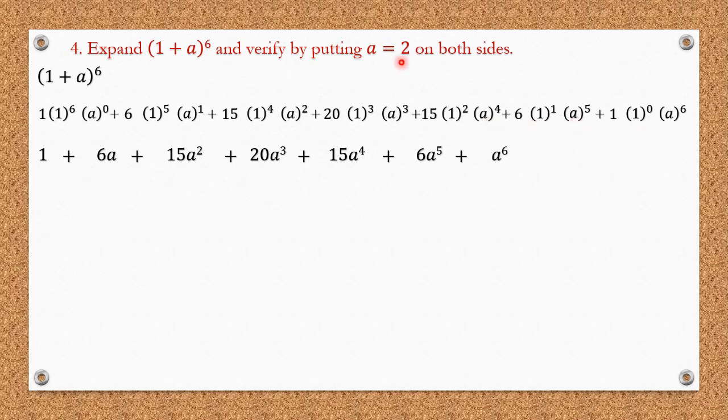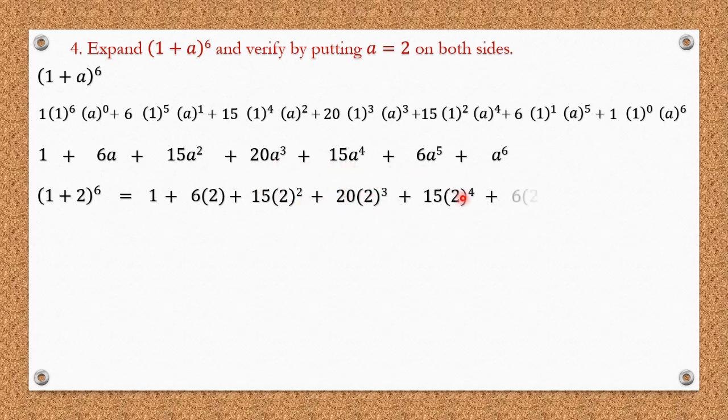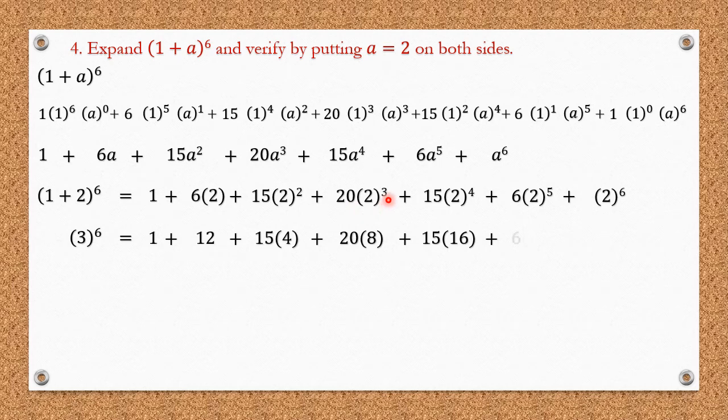Now we need to put 2 on both the sides. So first we will put 2 here, so it will be (1 plus 2) raised to 6 is equal to 1 will be 1, 6 into 2 plus 15 into 2 square plus 20 into 2 cube plus 15 into 2 raised to 4 plus 6 into 2 raised to 5 plus 2 raised to 6. Simplifying, 3 raised to 6 is equal to 1 plus 6 into 2, 12, plus 2 square 4, so 15 into 4, plus 20 into 2 cube 8, plus 15 into 2 raised to 4, 16, plus 6 into 2 raised to 5, 32, plus 2 raised to 6, 64.